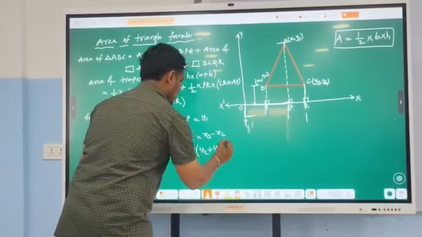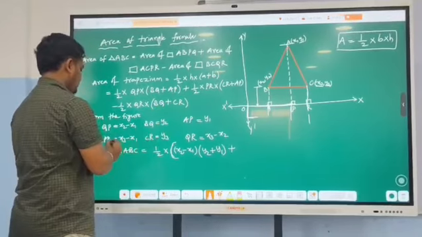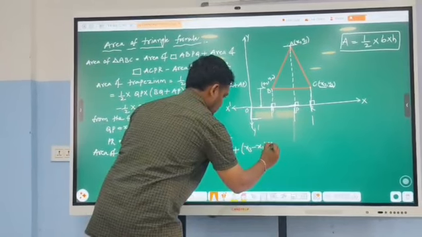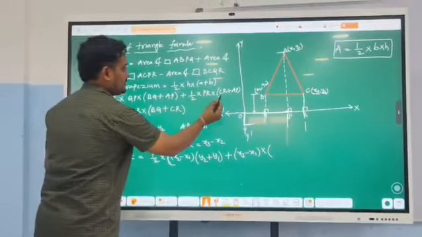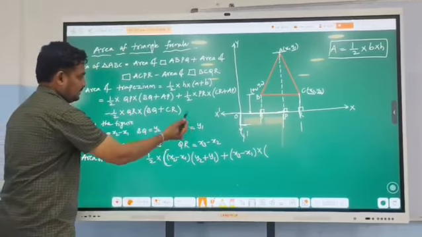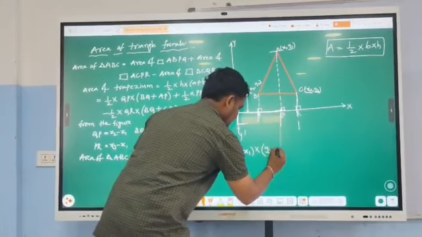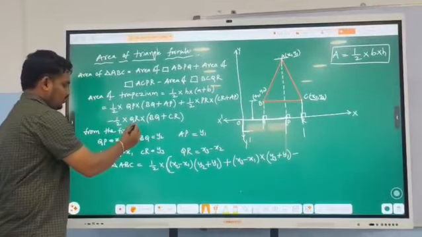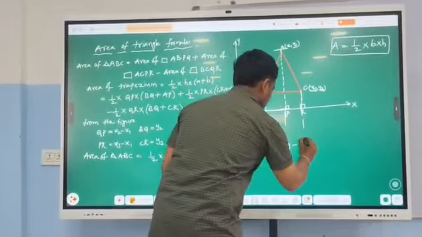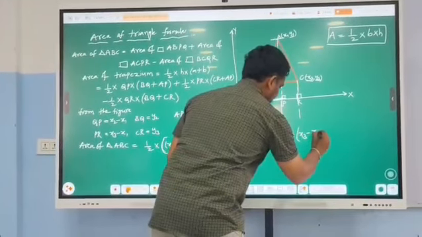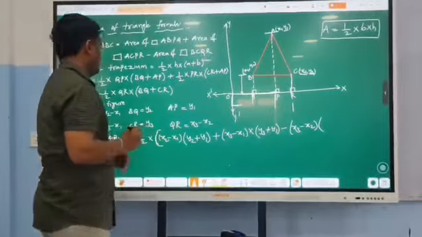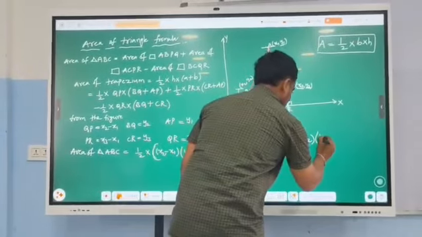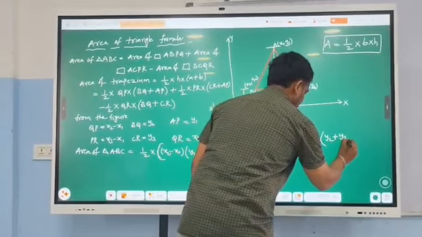The same way, plus, I already took 1 by 2 as a common factor. I want PR. PR is x3 minus x1 into, here we have CR plus AP. CR is y3, AP is y1. So y3 plus y1 minus, here I have QR. QR is nothing but x3 minus x2, into, here I have BQ plus CR. BQ is y2 and CR is y3. I am substituting the values: y2 plus y3.